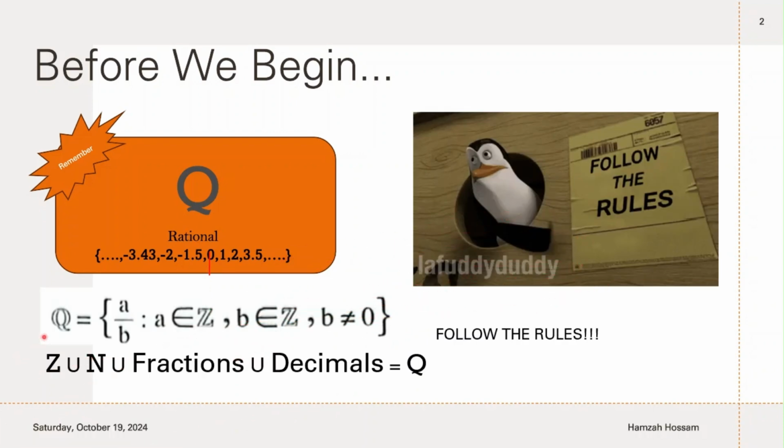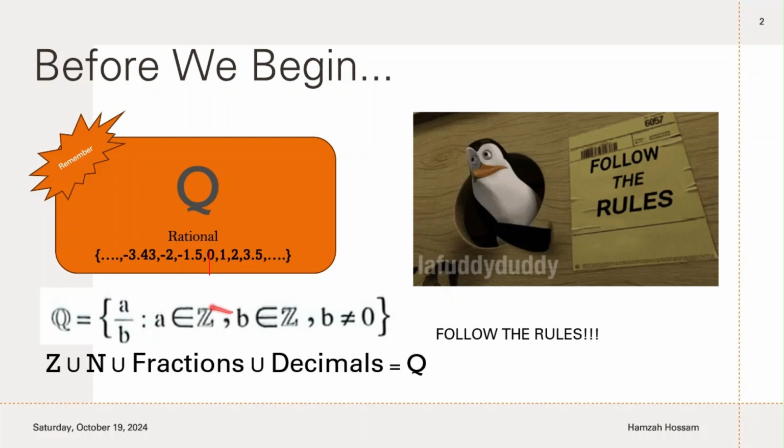So we got here Q equals a over b. This is a fraction. A should belong to Z. B should belong to Z, but b should not equal 0. This is very important.